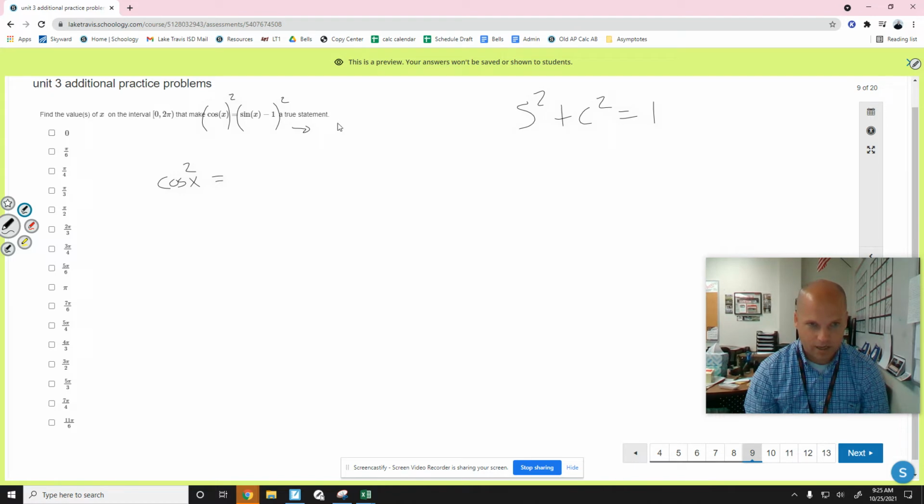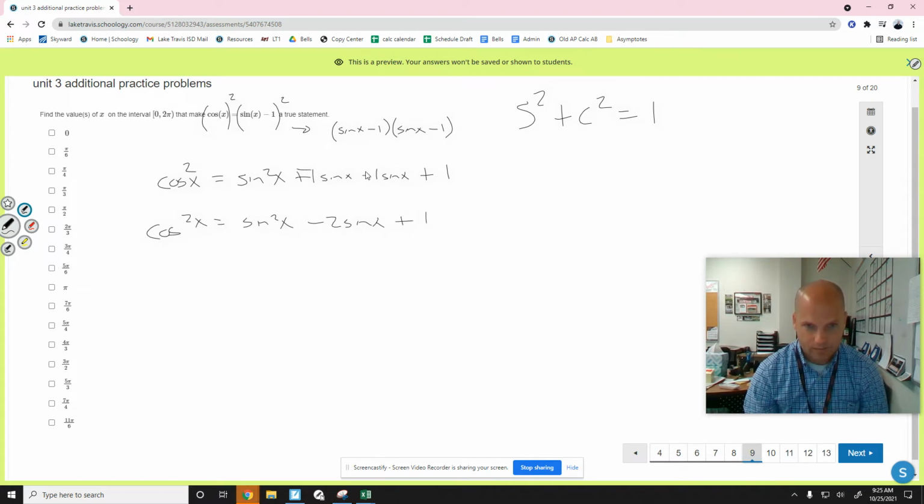But when in doubt, and you should always have doubts because you're high school students and you don't practice stuff enough, write it out. This is sine x minus 1 squared. Sine x minus 1 times sine x minus 1. Sine x times sine x gives us sine squared x. Sine x times negative 1 is negative 1 sine x. Negative 1 times sine x is negative 1 sine x. Negative 1 times negative 1 is positive 1, which means sine x minus 1 squared is actually sine squared x minus 2 sine x plus 1.